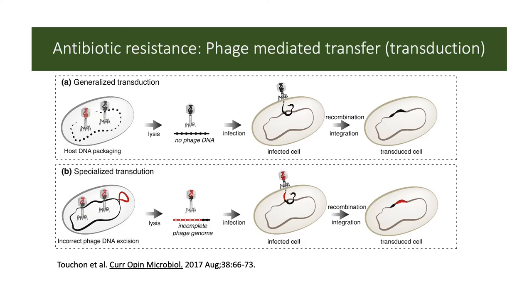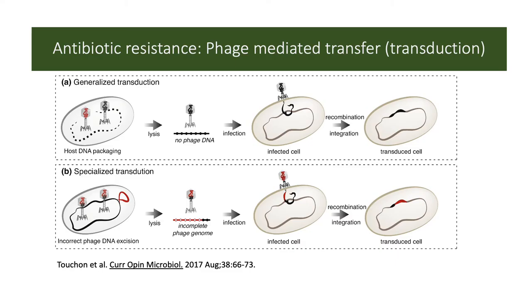This is illustrated in these two diagrams here. Transduction can be either generalized or specialized. The top panel shows generalized transduction, and it shows here the phage particle with the black squiggly lines in it as the transducing particle that doesn't contain any phage DNA, but instead contains antibiotic resistance genes. So when this transducing particle goes to infect a bacterial cell, this piece of DNA that's been carried by the transducing particle integrates itself into the bacterial genome and is being expressed, and that makes the bacterial cell antibiotic resistant.